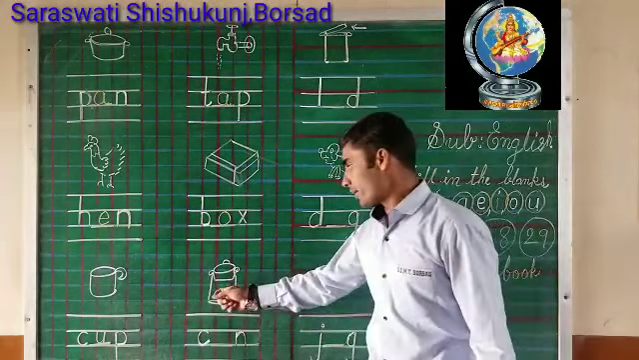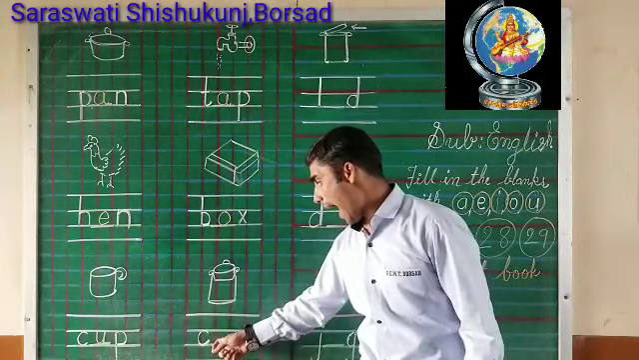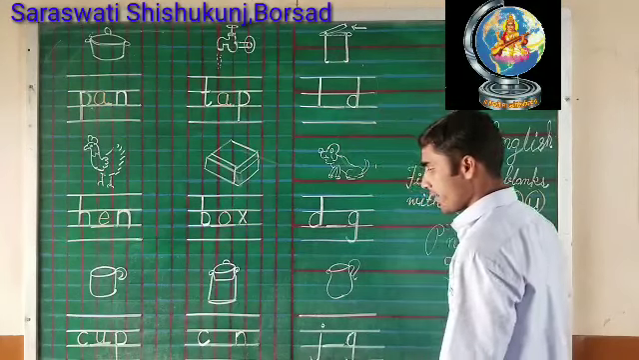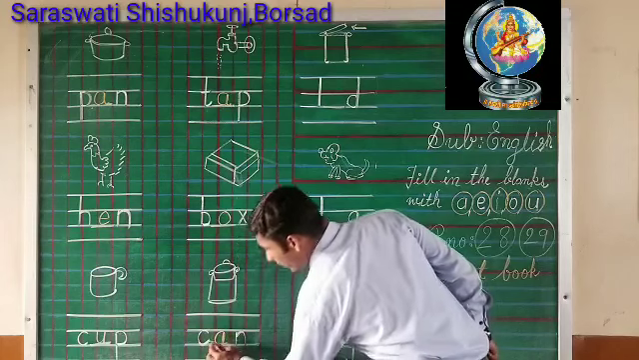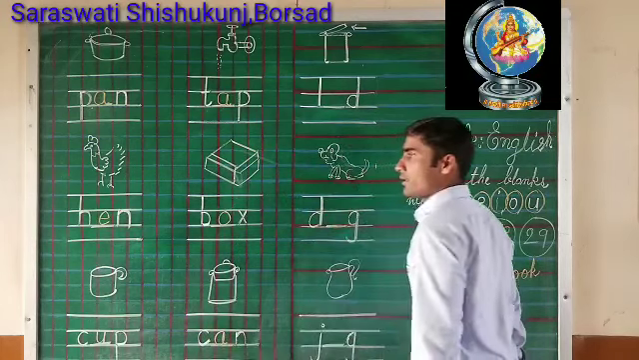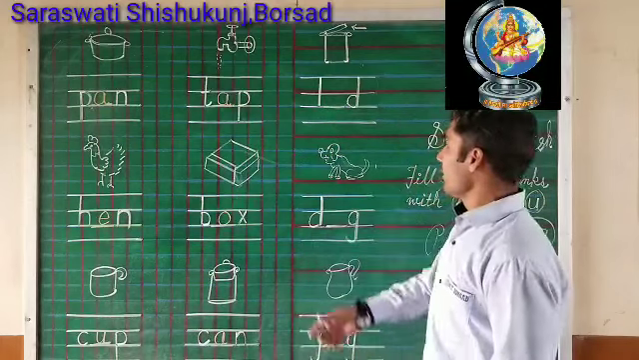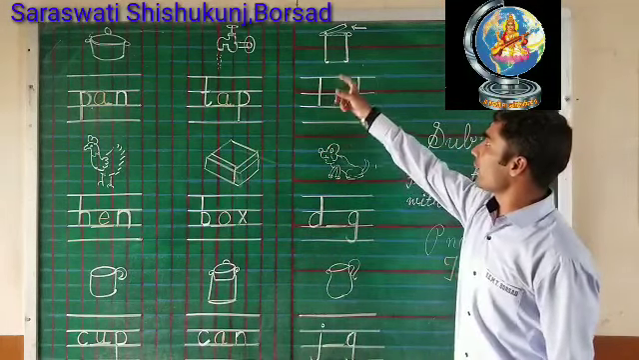Next, can. K, A, N. Again A, right? What comes here? A. K, A, N. Done? Second line is completed. Now let us move to the third line.